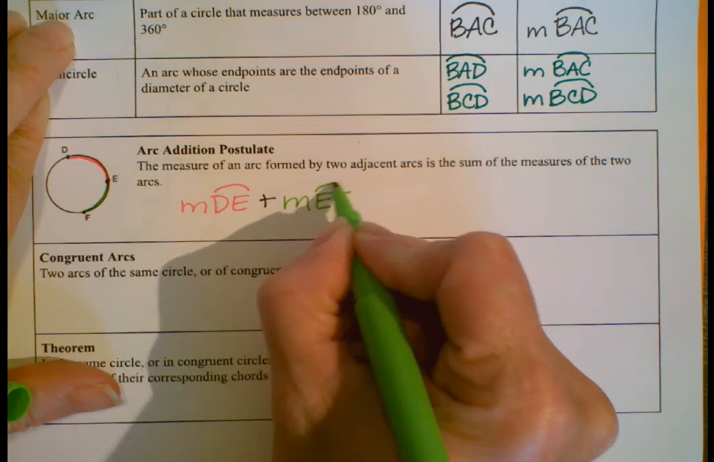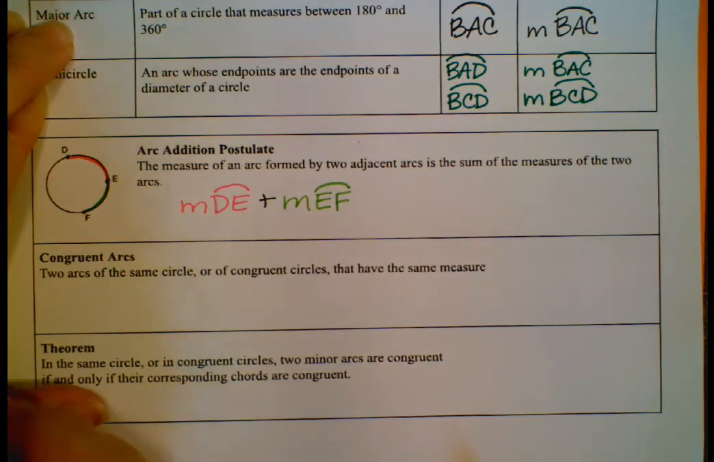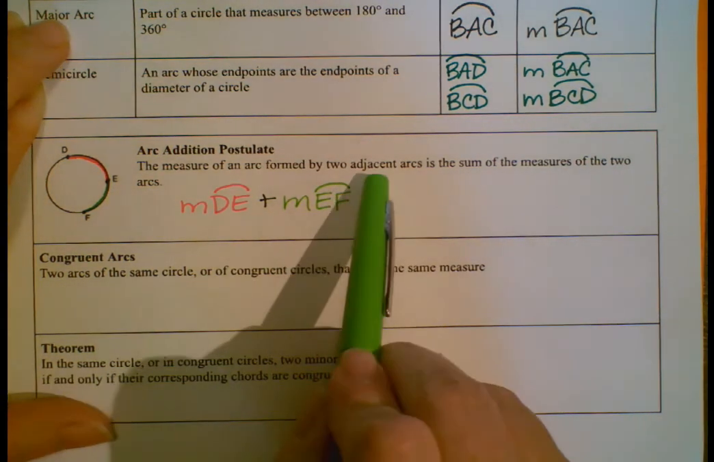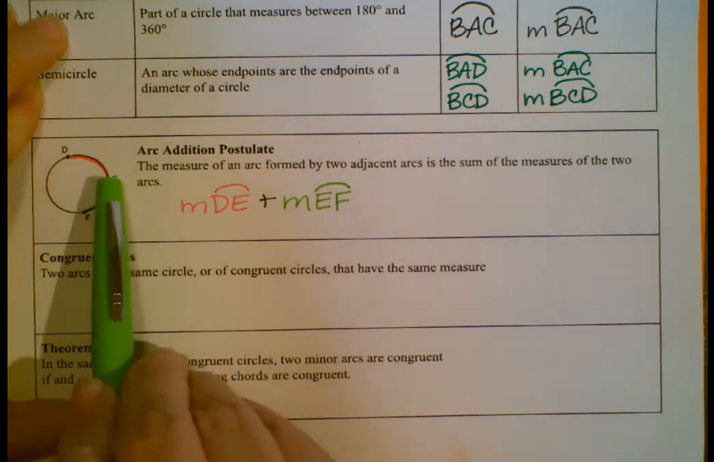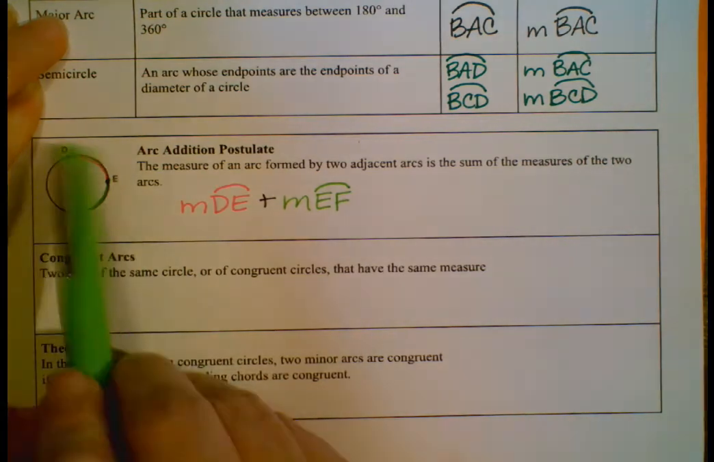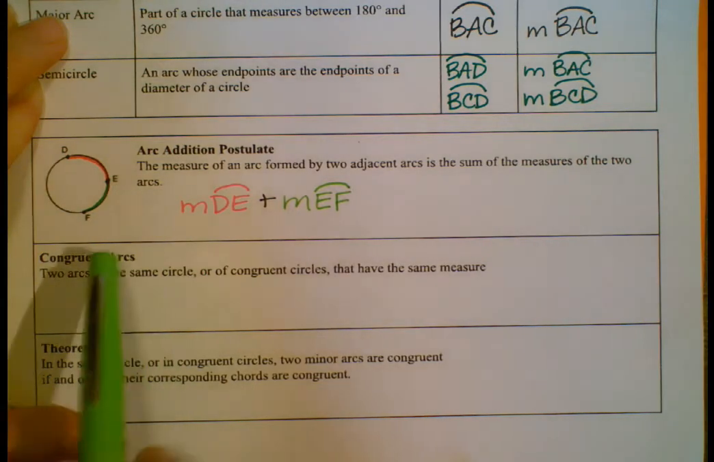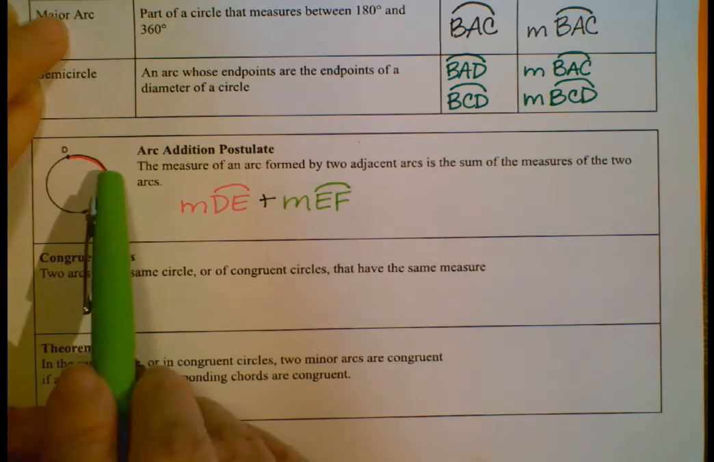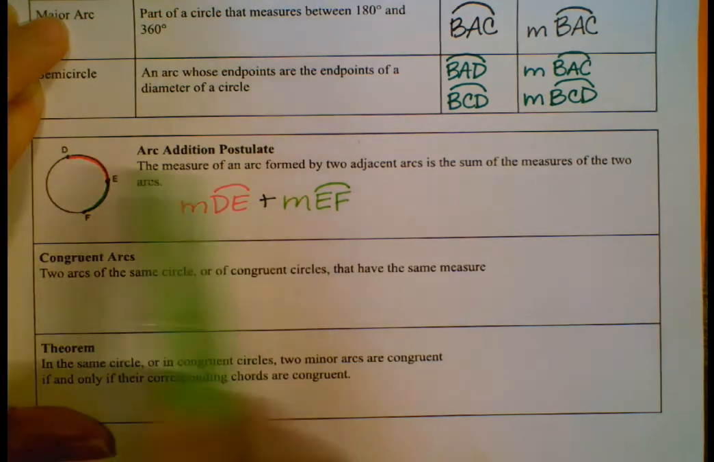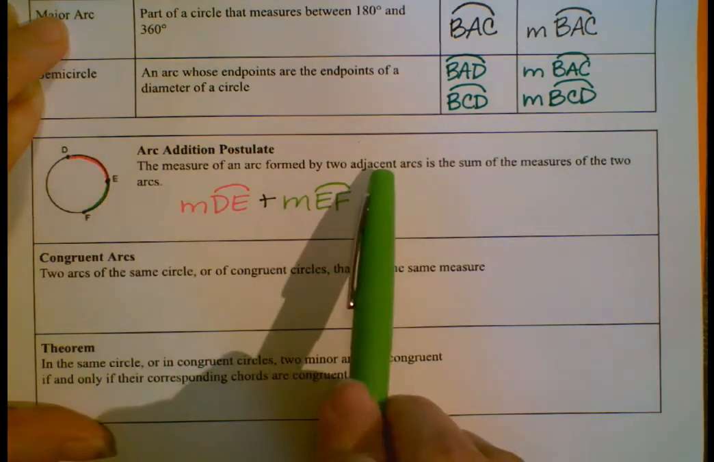So if I take these two smaller arcs and add them together, and I can go ahead and add them because they are adjacent. They touch each other, they intersect at point E, but they don't overlap at all. There are no parts in my diagram that are both pink and green. So the only intersection between them is that point, and that's what makes them adjacent.